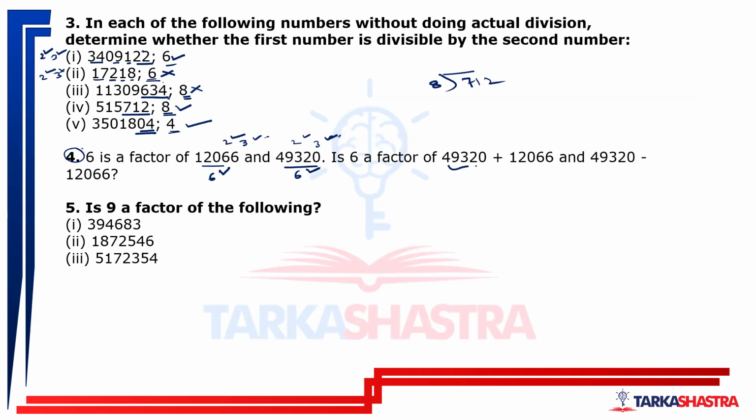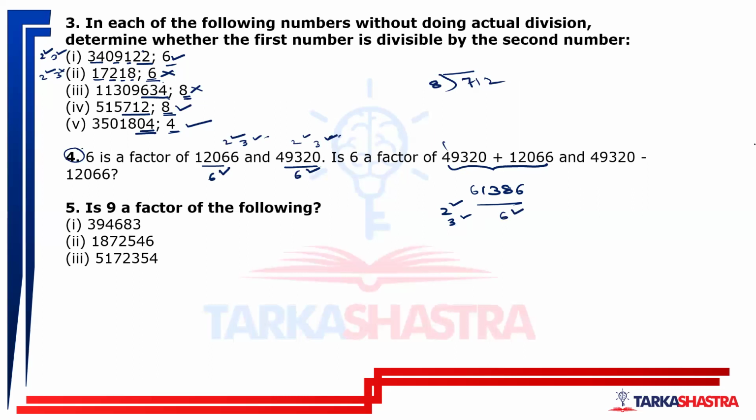So what is the addition? 6, 8, 3, 11, 1 carry, 6, 1, 3, 8, 6. Now, is it divisible by 6? So it is divisible by 2. It is divisible by 3 as well. Total is 24. So definitely divisible by 6.